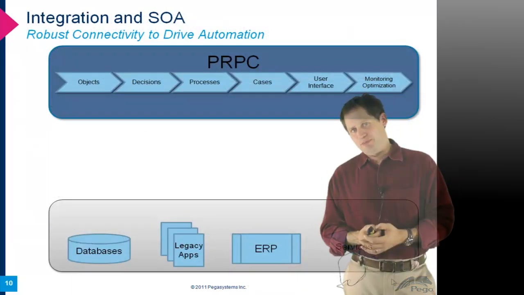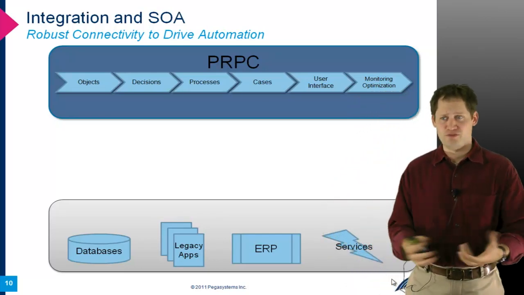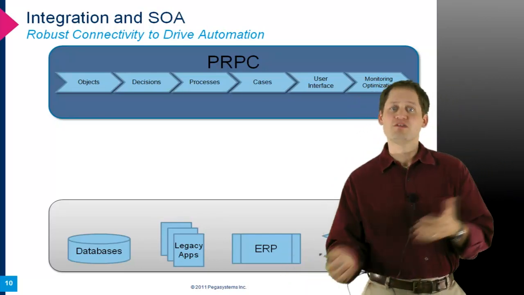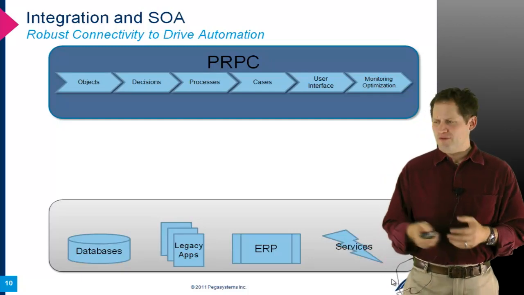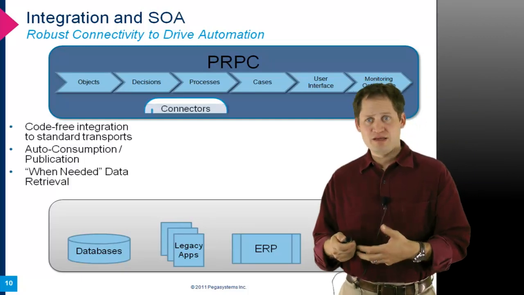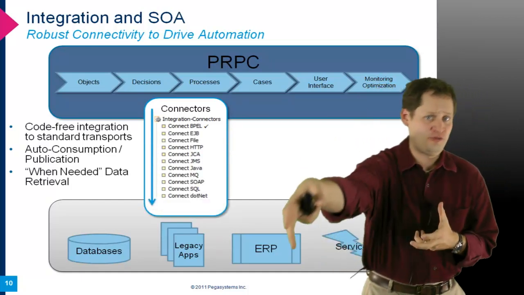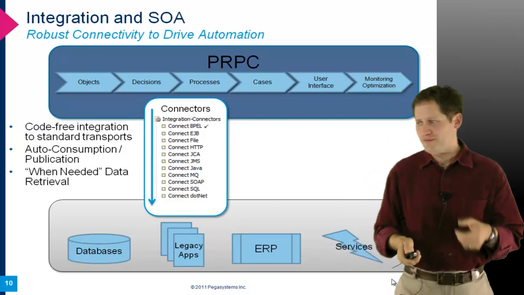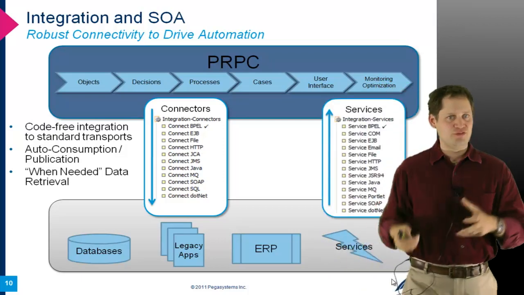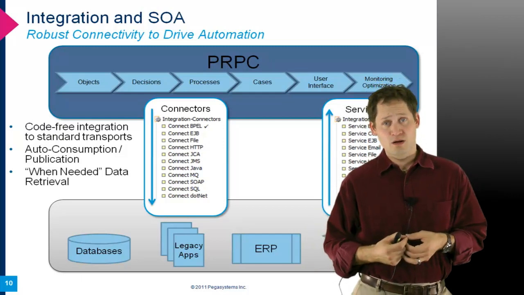So none of Pega's applications exist in a vacuum. We always have to communicate with other systems that may be managing part of the process or storing part of the data. So we've built a rich set of what we call connectors and services to go after that. Connectors are outbound calls, so where the Pega engine initiates a call to an external system. Services are the opposite, where an external system comes into Pega to invoke a process or a business rule.